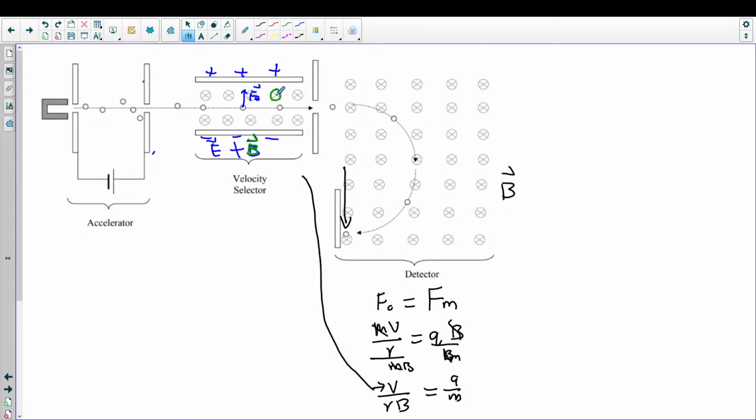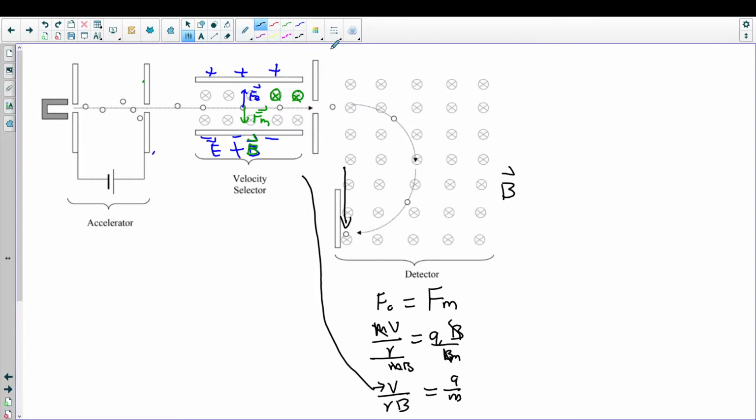The magnetic field here is into the page. So if you use your hand rule, you'll notice the magnetic force is down. Alright, magnetic force is down. Now, in order for the particle to have the right charge and the right speed, remember the important part is the speed. Those two forces have to be balanced so the particle goes straight through.